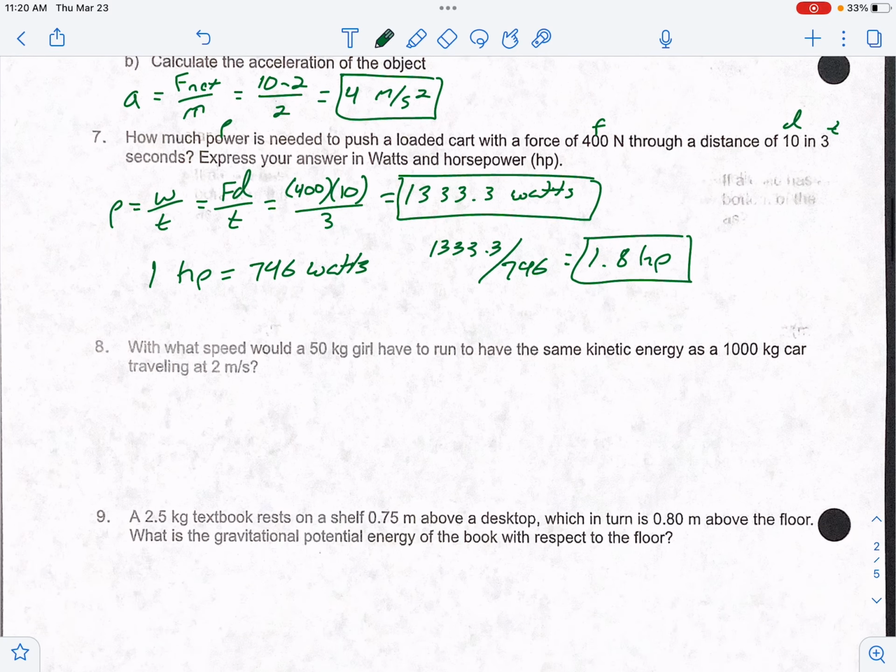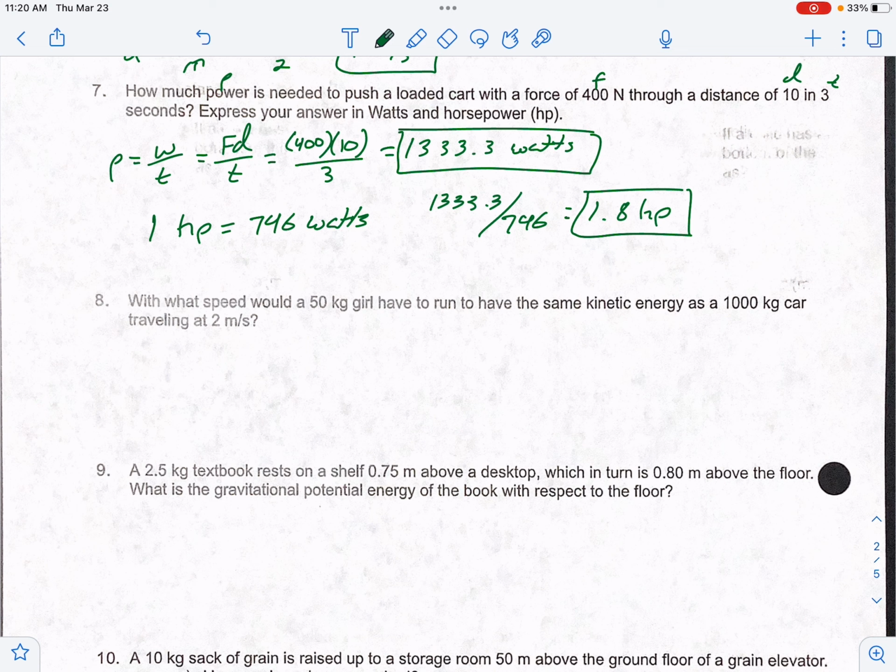Okay, next question. What speed would a 50 kilogram girl, so I have a mass, have to run to have the same kinetic energy? So key phrase there is same kinetic energy. Of a 1,000 kilogram car, I have another mass. So I'm going to label this the mass of the girl and mass of the car, traveling at 2 meters per second. So this is the velocity of the car. That means I'm looking for the velocity of the girl.